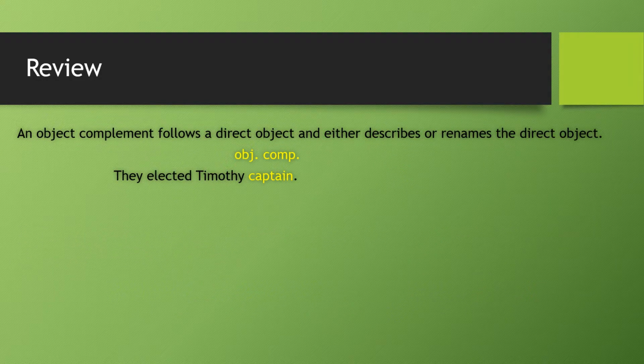An object complement follows a direct object and either describes or renames the direct object. They elected Timothy captain. Captain is the object complement. It is describing or renaming the direct object, Timothy. Timothy was elected. They elected Timothy. So he's receiving the action. And what was he elected? He was elected captain. So that is an object complement.